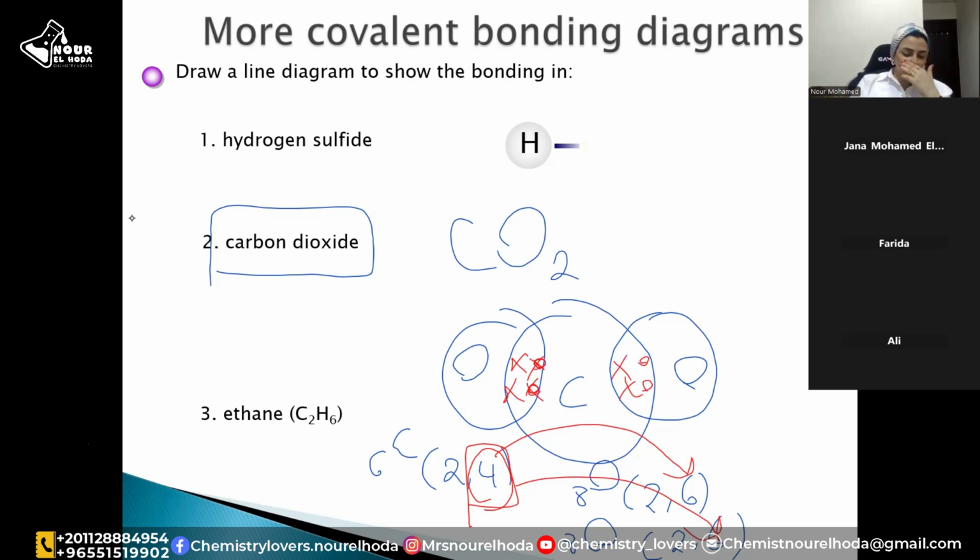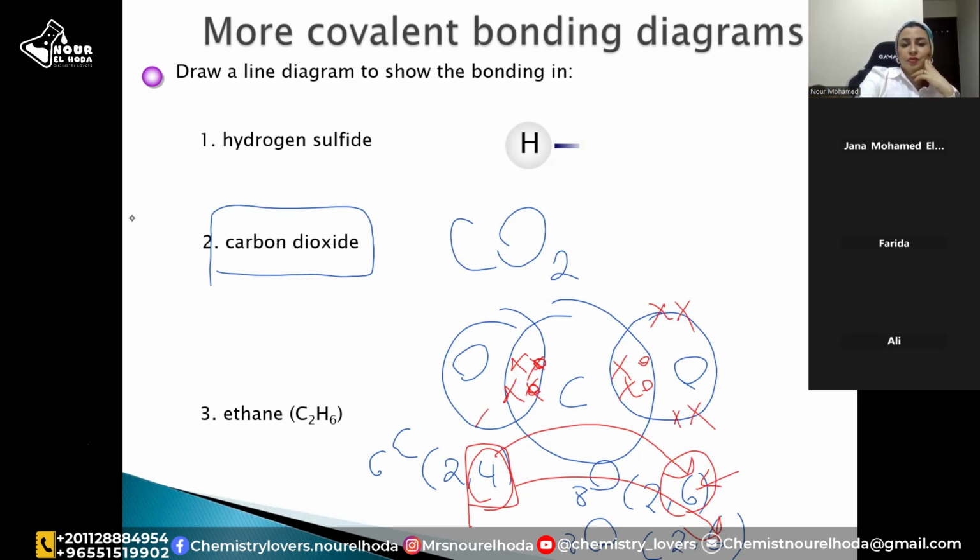I usually check the outer shell. If I need 2 more, I will share by 2. If I need 3 more, I share by 3. If I need 4 more, I share by 4. And then you will check the oxygen, which had 6 in the outer shell. I shared by 2, so how many did I not use? 4. I'll put 4 here and 4 here.